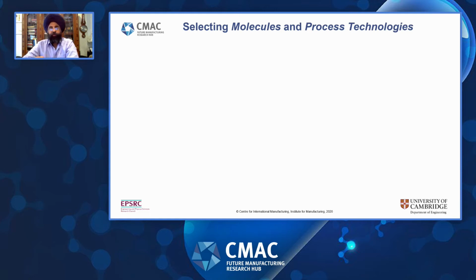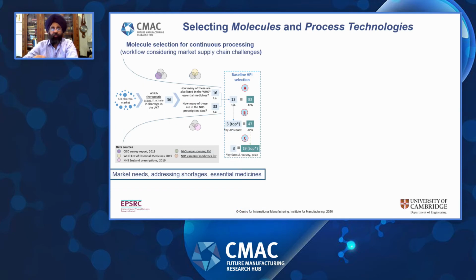So selecting molecules and process technologies. The first part of this activity was all around molecule selection. So for molecule selection for continuous processing, we identified a number of key variables to consider. The market need, addressing product shortages, essential medicines. Some of the criteria that we could use to identify attractive molecules for continuous processing development.